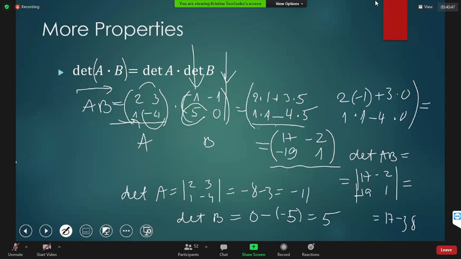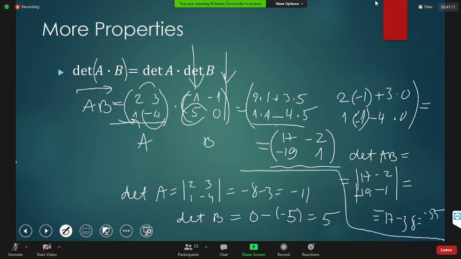17 and 1. Could be something. Let me see. Oh, it's this one. No, second column. Yes, second column. This is minus 1. Yes, minus 1. So it's minus 17. Minus 38 is minus 55. This is minus 55.